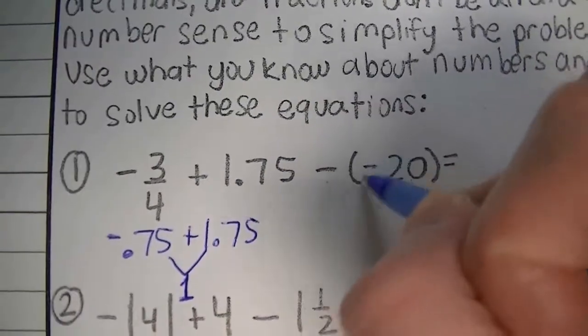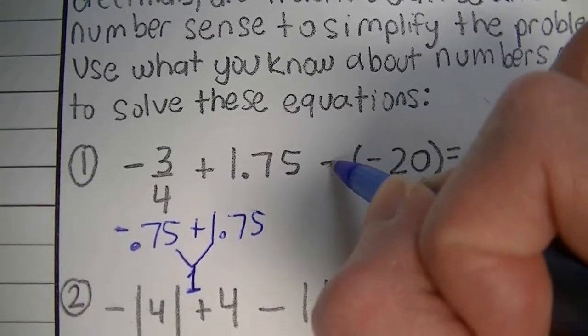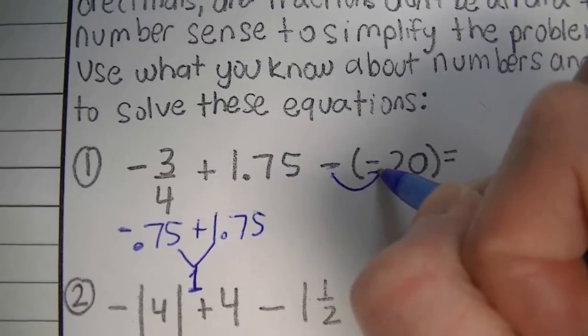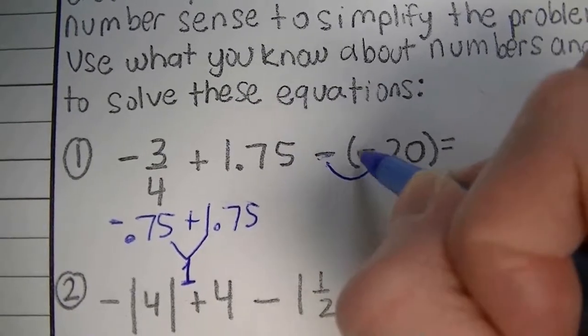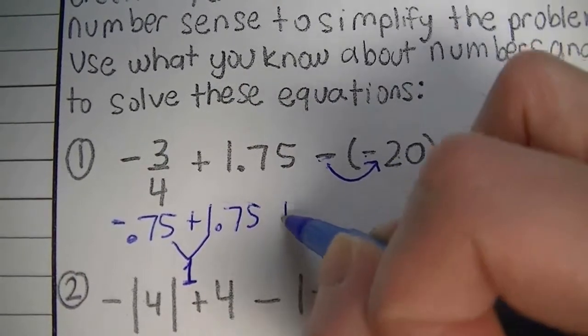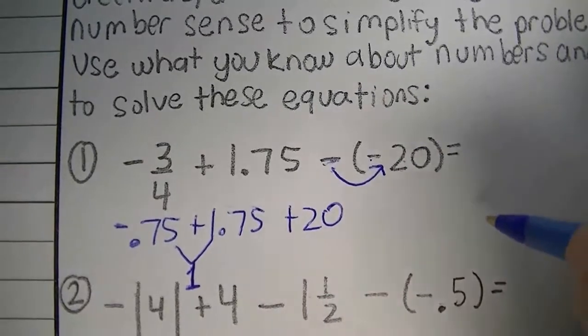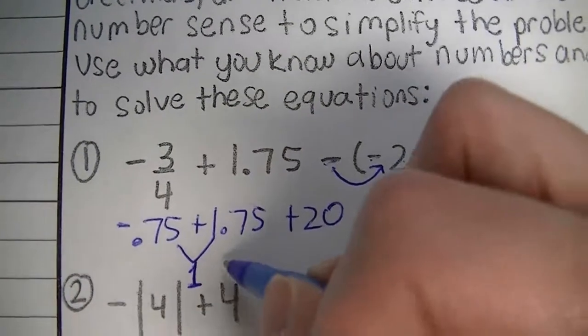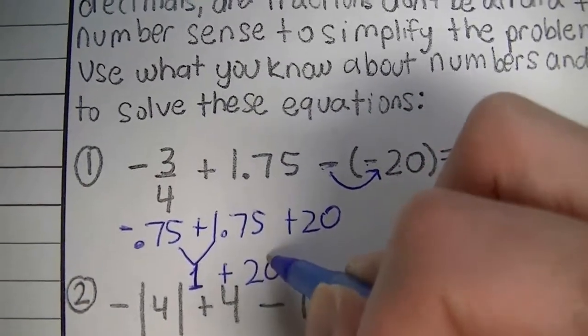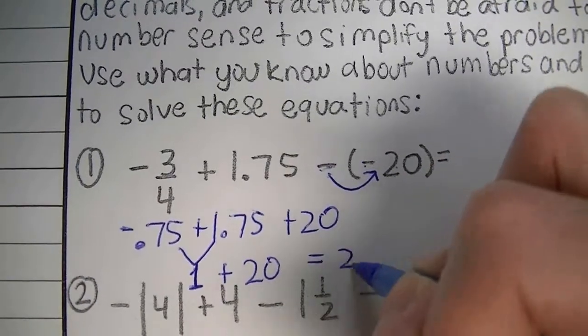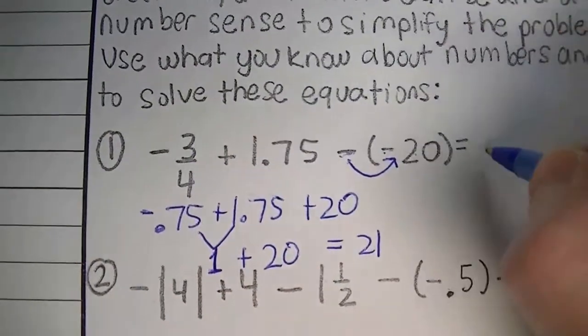And look, I see parentheses with the minus symbol directly outside of it, so I'm going to go ahead and distribute. A negative times a negative 20 is going to give me a positive 20, okay? Because a negative times a negative gives me a positive, so this is really 1 plus 20, which equals 21. So the solution to all this junk up here is just 21.